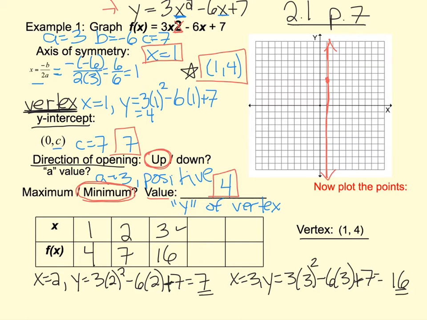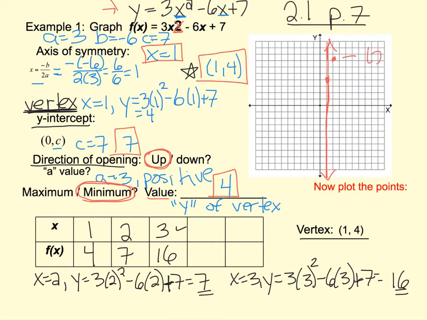So now let's finish our graph. Let's plot these points. We already plotted 1, 4 right here. That's our vertex. Let's plot 2, 7. So over 2, up 4, 5, 6, 7. So there's a point at 2, 7.